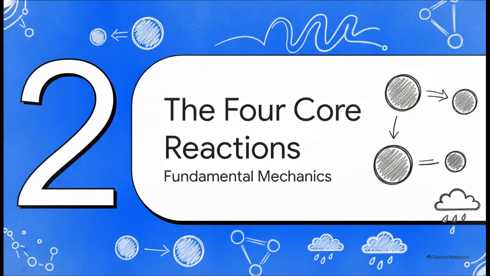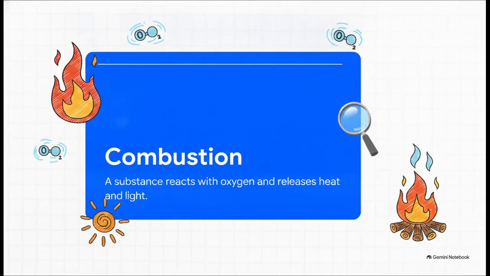Moving right along to section 2, the 4 core reactions. Our first core reaction is absolutely crucial to human history. We're talking about combustion. Simply put, combustion happens when a substance reacts super rapidly with oxygen. Crucially, this is a highly exothermic reaction, which just means it releases significantly more energy than it consumes, and it blasts out that excess energy in the form of heat and light.